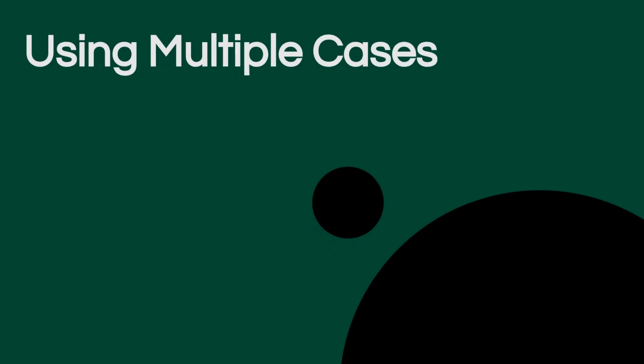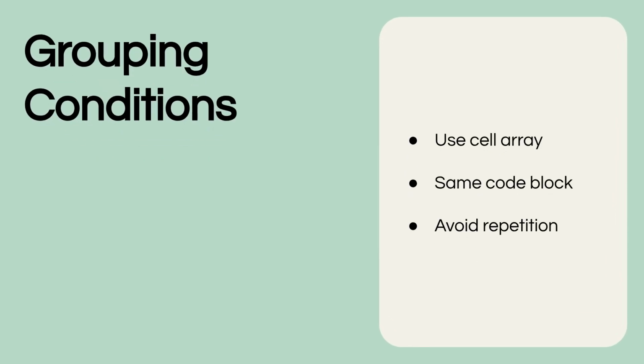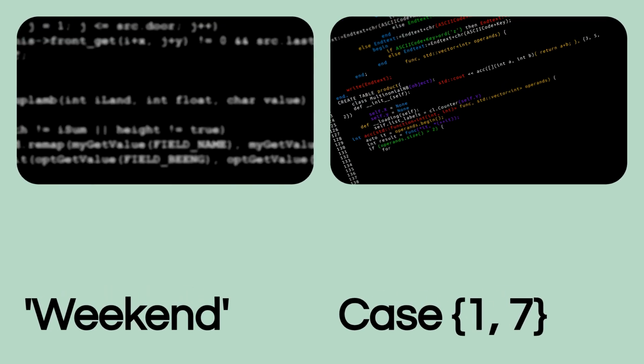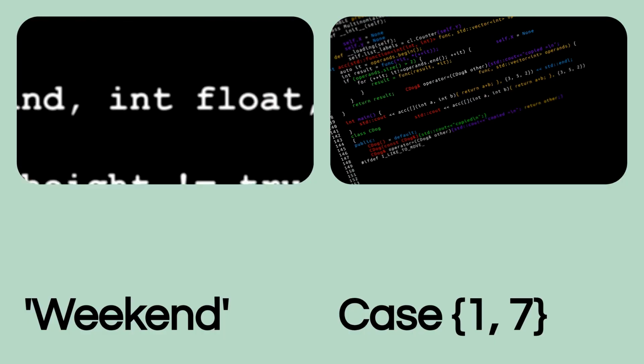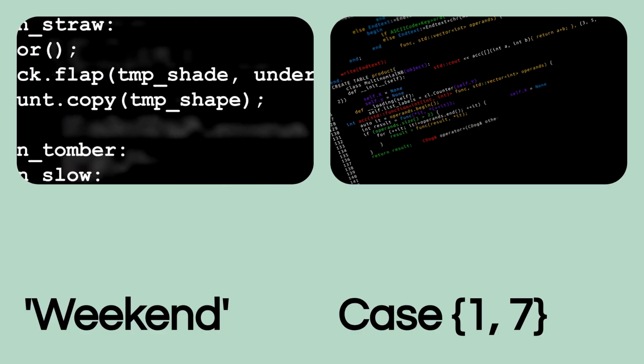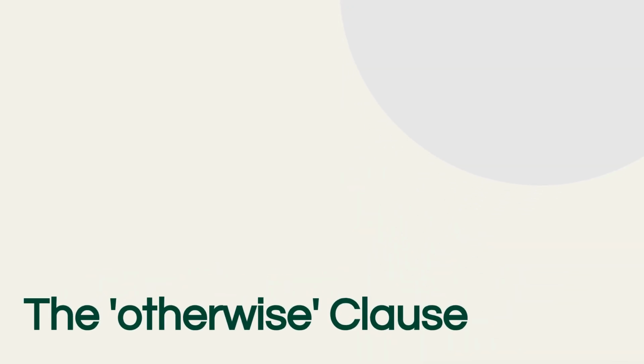What if you need the same action for multiple different values? Switch statements make this incredibly easy. In MATLAB, you can group multiple conditions for a single case by enclosing them in a cell array. This avoids repeating the same code block for different case values. For instance, if days 1 and 7 are both weekend, you can write case 1, 7, weekend, much cleaner than two separate if blocks.